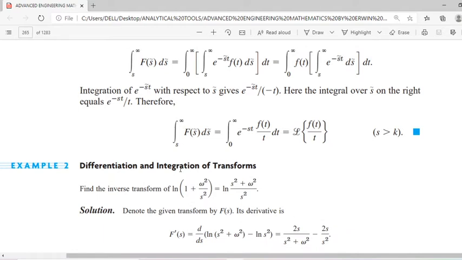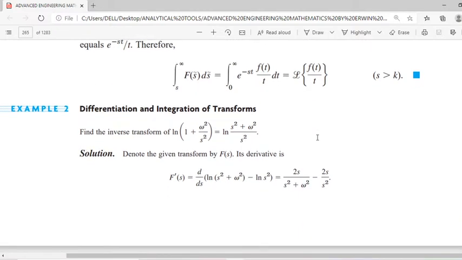So the result is, integral of a Laplace transformation is nothing but Laplace transformation of f of t by t. So that is a beautiful result, okay. So let us consider an example. Consider the transform ln 1 plus omega square by s square, that can be simplified like this, ln s square plus omega square by s square.